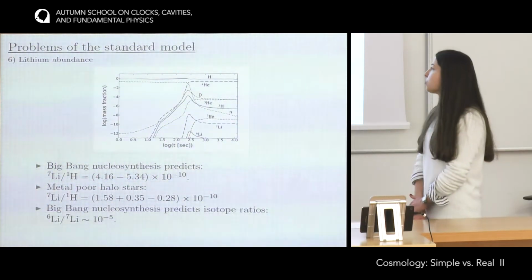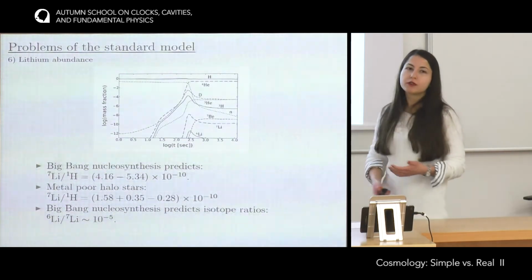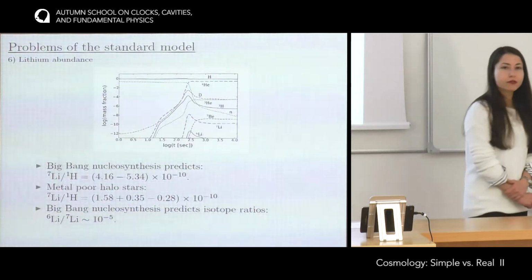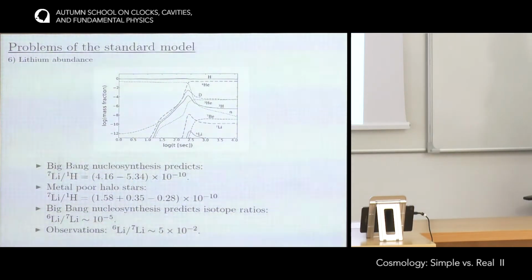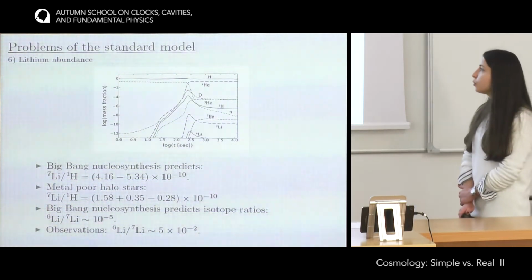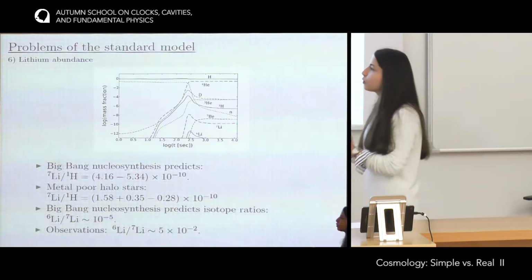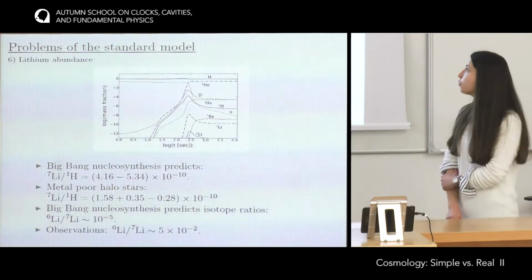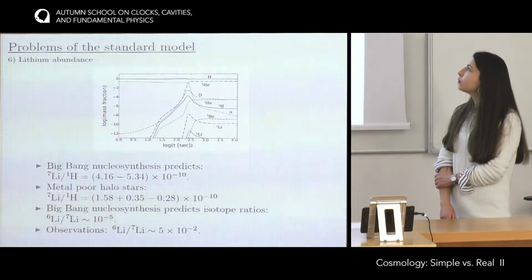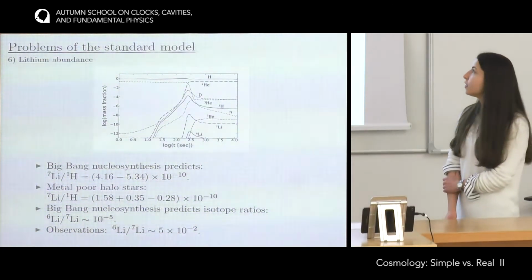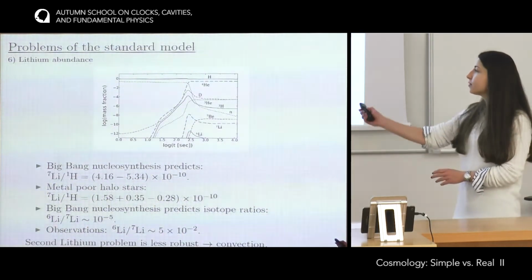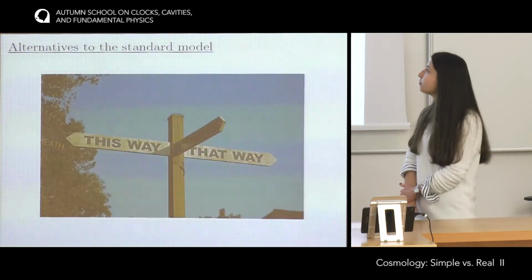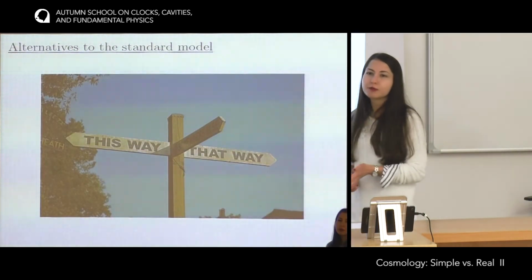And there's also a problem in the isotope ratios of lithium-6 to lithium-7. You expect it to be of the order of 10 to the minus 5 for the predictions, and what you observe is something around 10 to the minus 2. So this is another story at a different level, which is still waiting to be solved. So those were the problems of the standard model. And okay, this is about the fact that the second problem is less robust. Yeah. So those were the problems of the standard model.